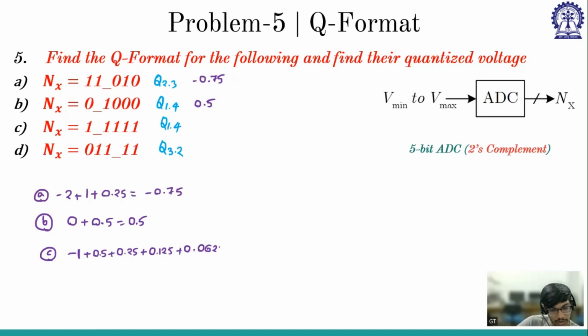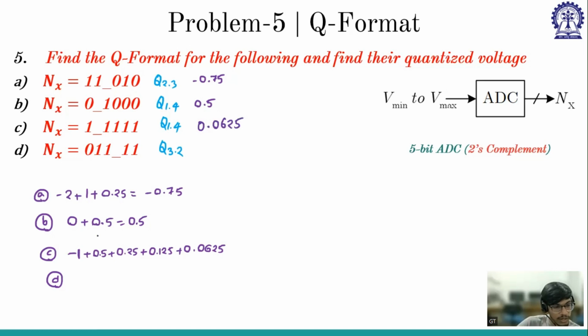Whatever this value is, I cannot calculate it in my mind. I think it will be something like 0.0625. If you add all the positive values, it is 0.9375. Okay, so it is 0.0625, right? Yes, sir.